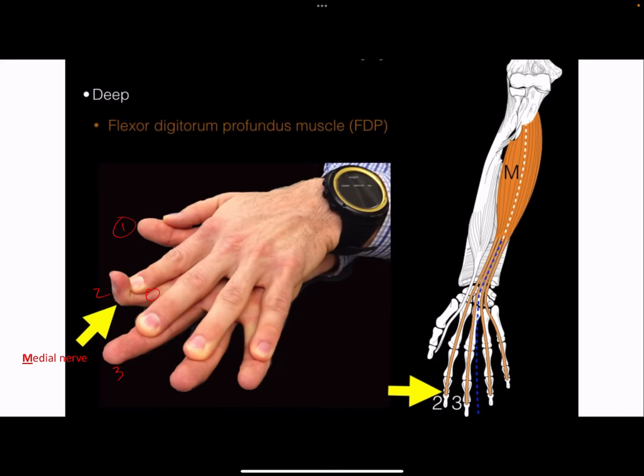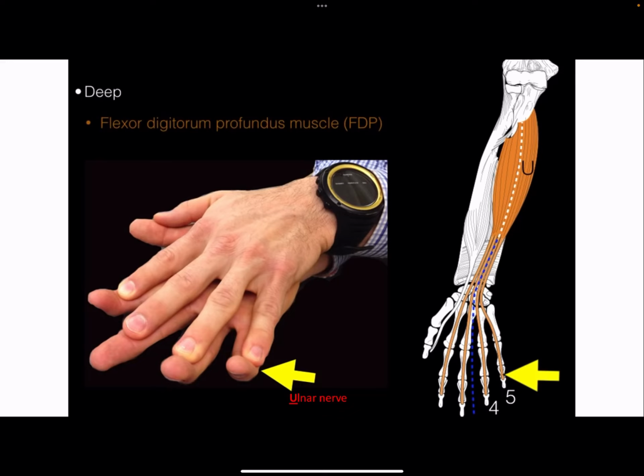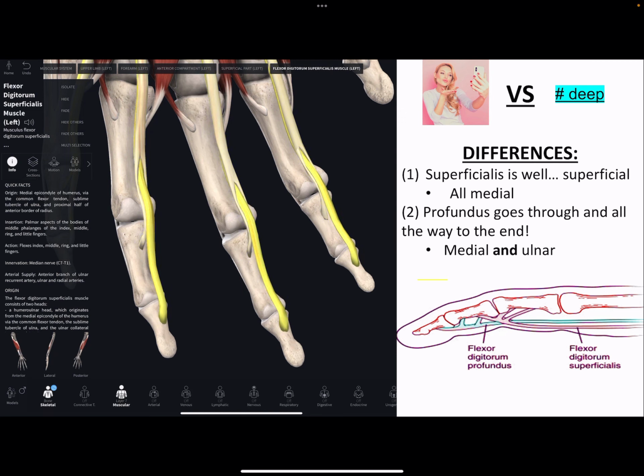So here we have 2 and 3, which are the median nerve, and so you can isolate the median nerve versus, and this should say median nerve, not medial nerve, median nerve. And then the ulnar nerve here is going to be 4 and 5. So there's a way to isolate the median nerve versus the ulnar nerve by looking at the flexor digitorum profundus. So differences, the superficial one is, it's superficial.